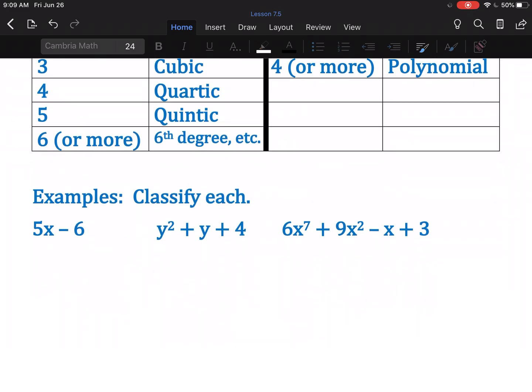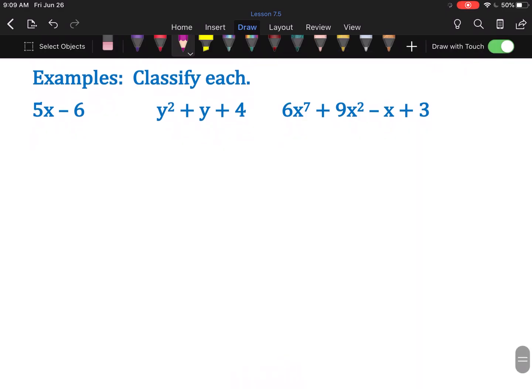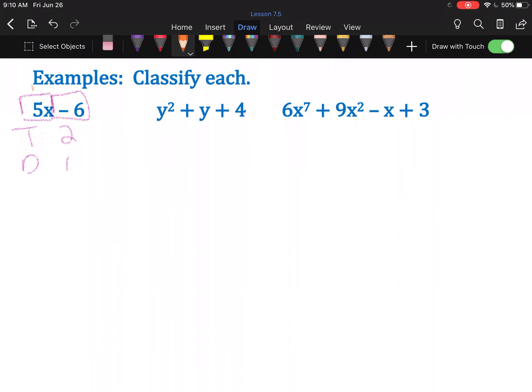So you're also going to be asked to classify in this section. So, without the chart, although you should still be able to look at yours, classify these. We need to know the number of terms and the degree. This first thing has 2 terms and a degree 1. Those are the two terms, I just boxed them. And as far as the degree goes, 5x has a degree of 1, and the number has a degree of 0. 1 is bigger than 0.